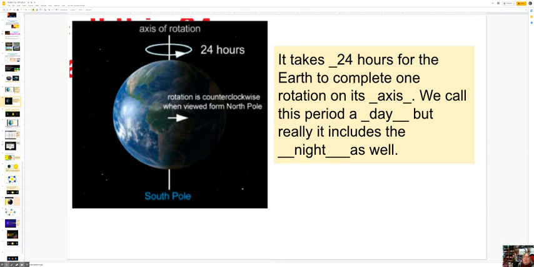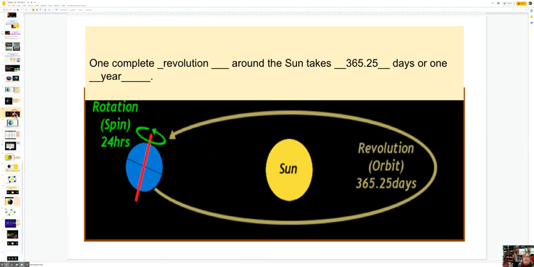Kids, it takes 24 hours for the Earth to complete one rotation on its axis, which, remember, is an imaginary line. We call this period a day, but really it includes the night as well. And I think, kids, as scientists, we talk about the day, daytime, daylight, because so much of science depends on the light or the energy from the sun. I think that's why. Okay.